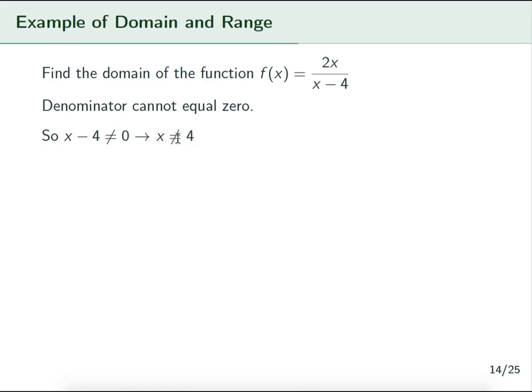So now that we get the idea of the domain, let's express this answer using set builder notation and interval notation. So the domain in set builder notation is x such that x is not equal to 4. So it includes all the numbers but 4.